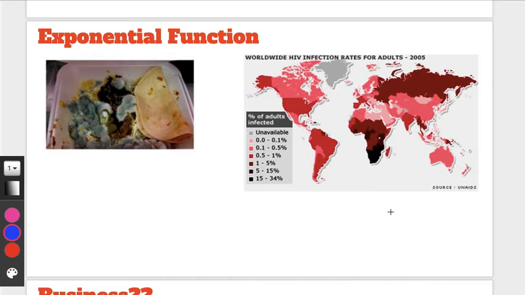When you take food out of the refrigerator and leave it outside for a longer time, this kind of bacteria can very quickly cover all the food. So the way mold increases can be modeled as an exponential function.